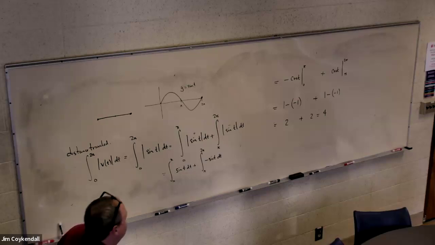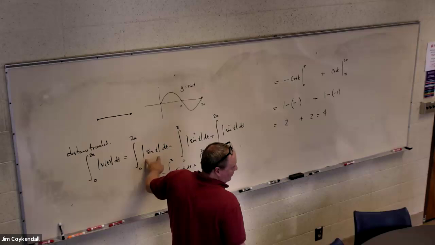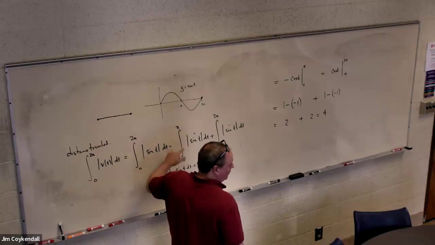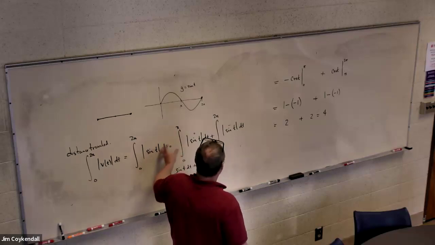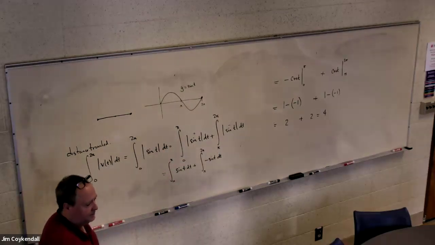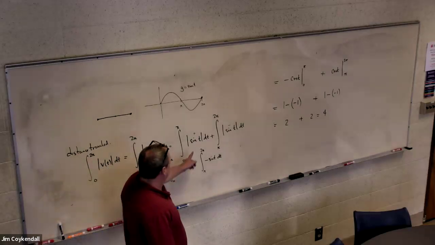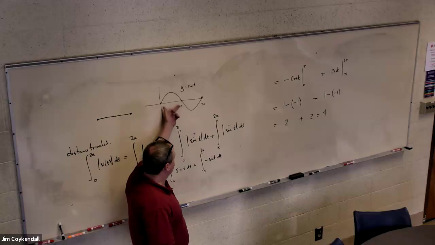Right, with absolute value you have to take the positive. So whenever I integrate the absolute value of a function, I look at the function, say where it's positive, where it's negative, and I break it up into those pieces. You kind of do that, because here the sine of t is positive.